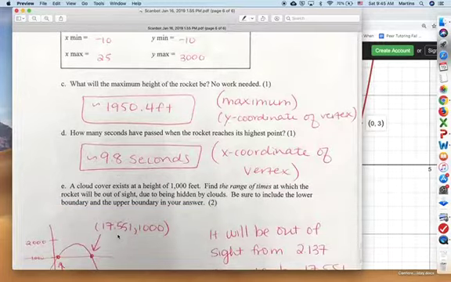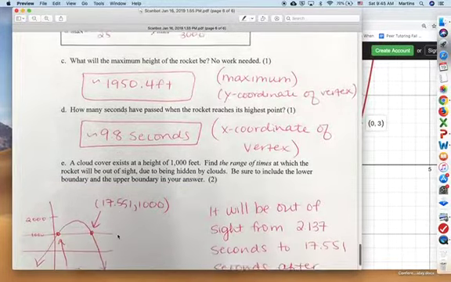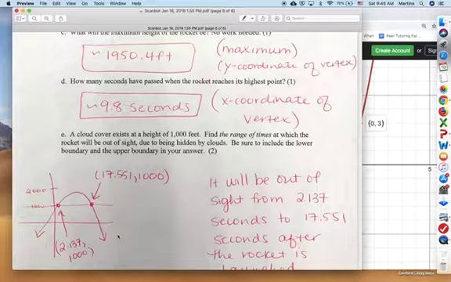Okay, and it says a cloud cover exists at a height of 1,000 feet. Find the range of times at which the rocket will be out of sight due to being hidden by clouds. Be sure to include the lower boundary and the upper boundary in your answer. So basically, we're asking ourselves at what two times is this function intersecting with the function y equals 1,000.